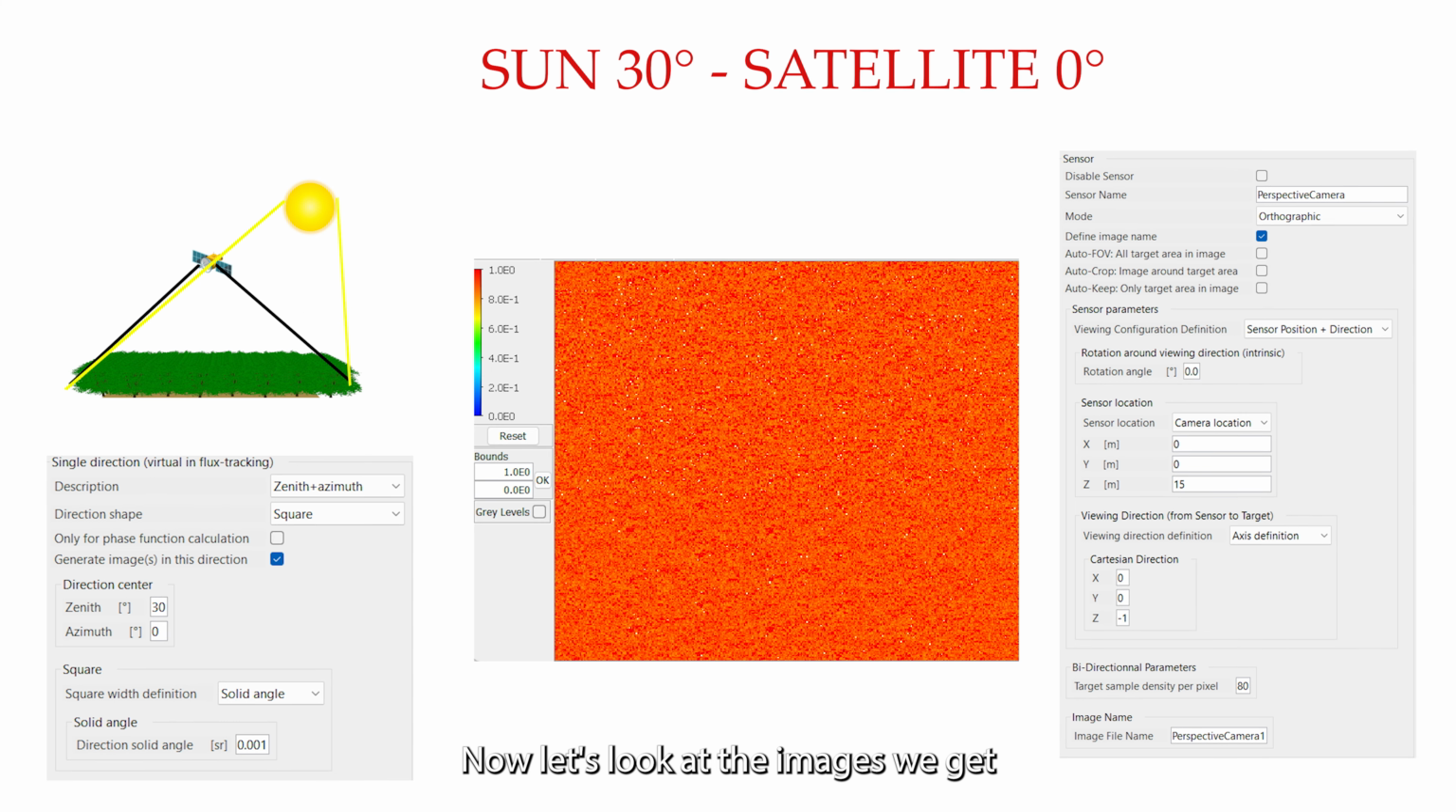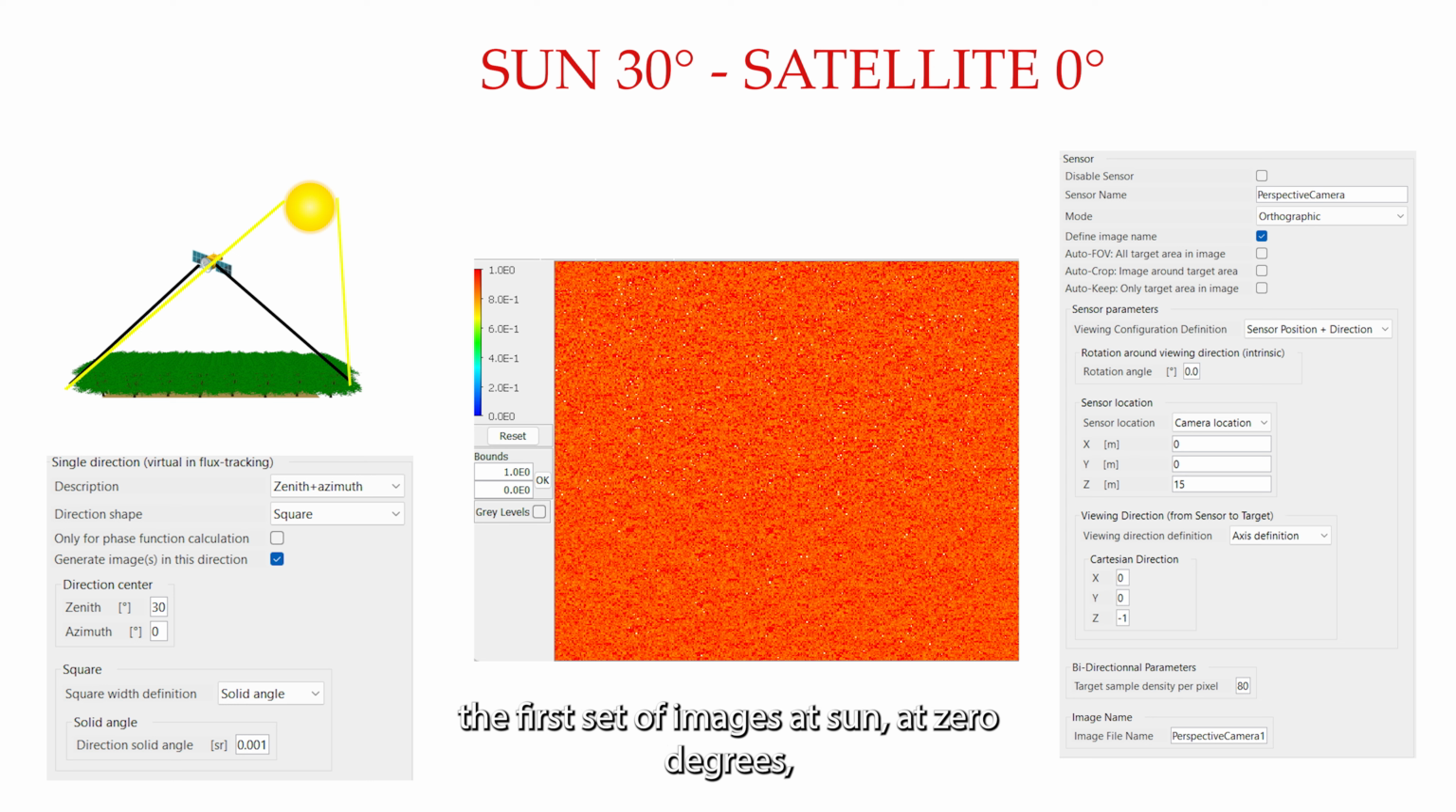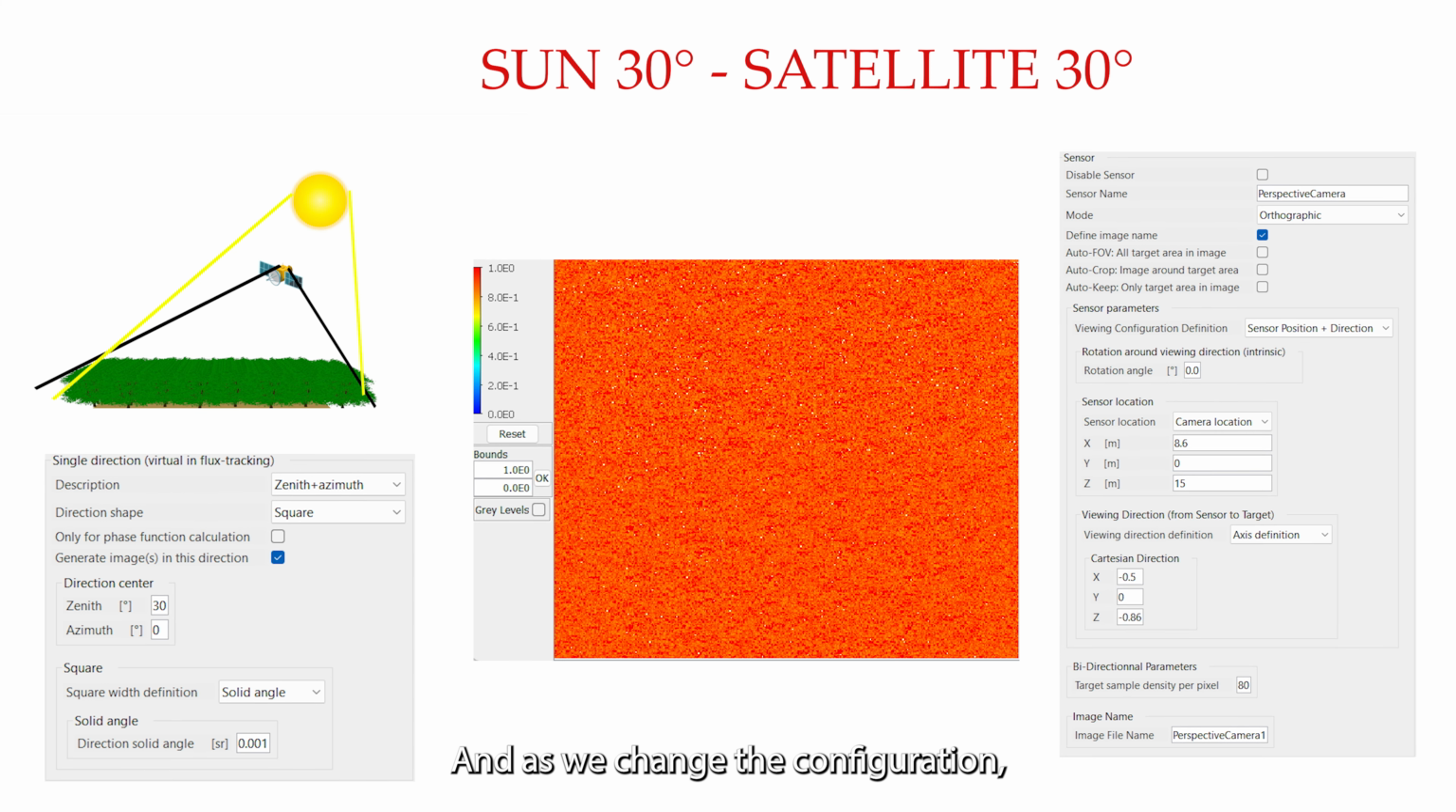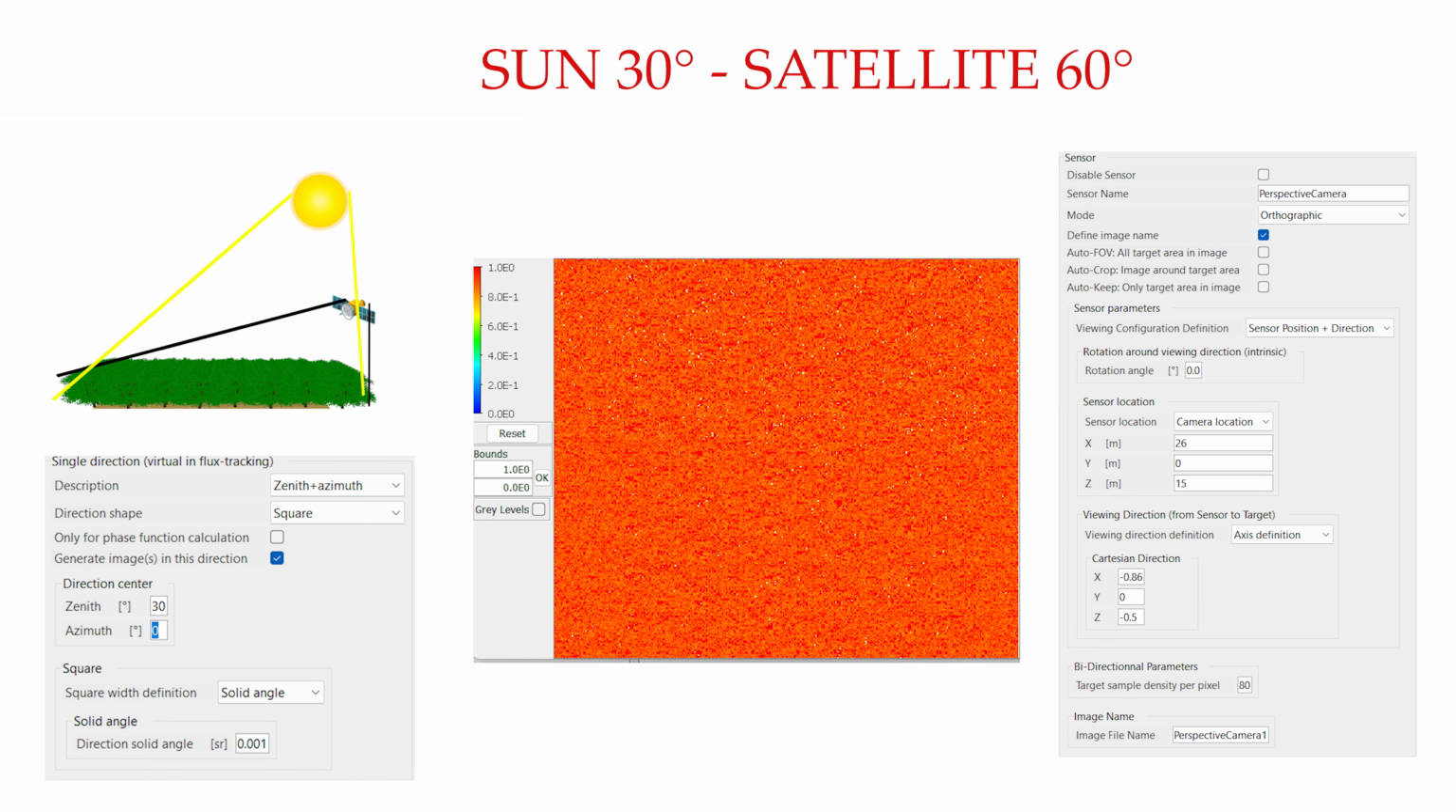Now let's look at the images we get when we place the sun at a zenithal angle of 30 degrees. On this image, the first thing that catches our attention is that the green spots that we were seeing on the first set of images, with the sun at 0 degrees, are no longer visible here. And as we change the configuration, you can see that the image remains quite the same, but overall we can say that the general NDVI value has increased for the zenithal angle of the sun going from 0 to 30 degrees.